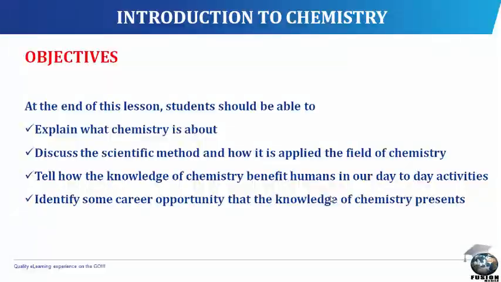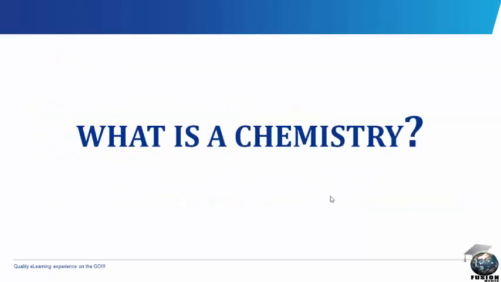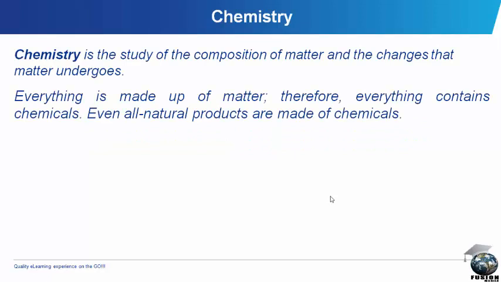The objectives of this first class are to look into what chemistry is, talk about the scientific method and the benefits of chemistry to our everyday activities, and also identify some career opportunities that the knowledge of chemistry presents us with. So, the first question we ask ourselves is, what is chemistry? Chemistry is the study of the composition of matter and the changes that matter undergoes.